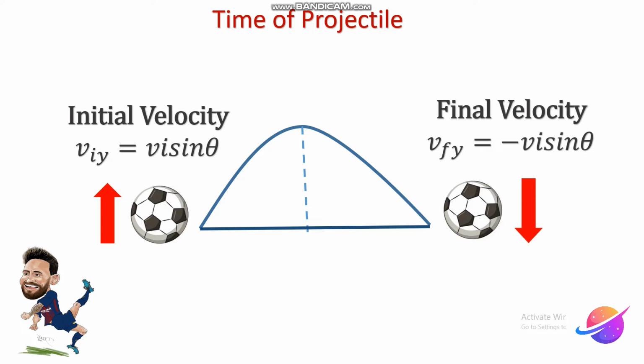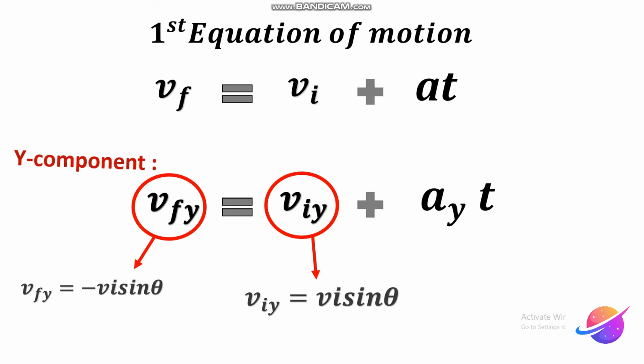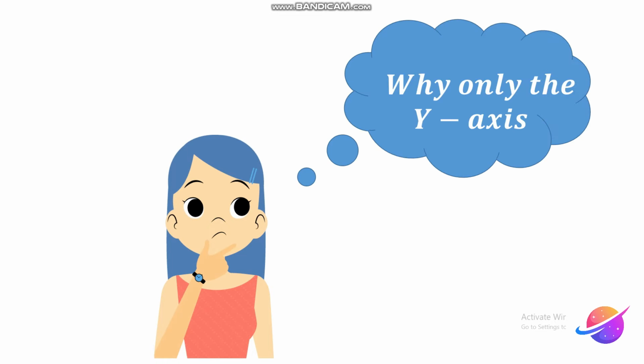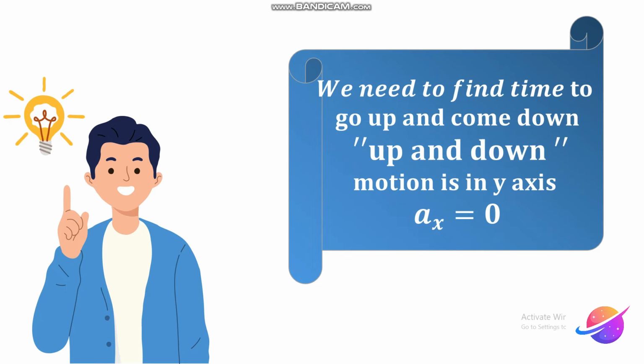And what is Vi here? Vi is equal to Viy, which is equal to Vi sine theta, as we have to find the total time of the flight. Now you would be thinking, why did we take the y component? Why not the x component? See, we need the time of the projectile to go up and down. Plus, if we took the x-axis, then ax would be equal to 0, so it would also make the time equal to 0.